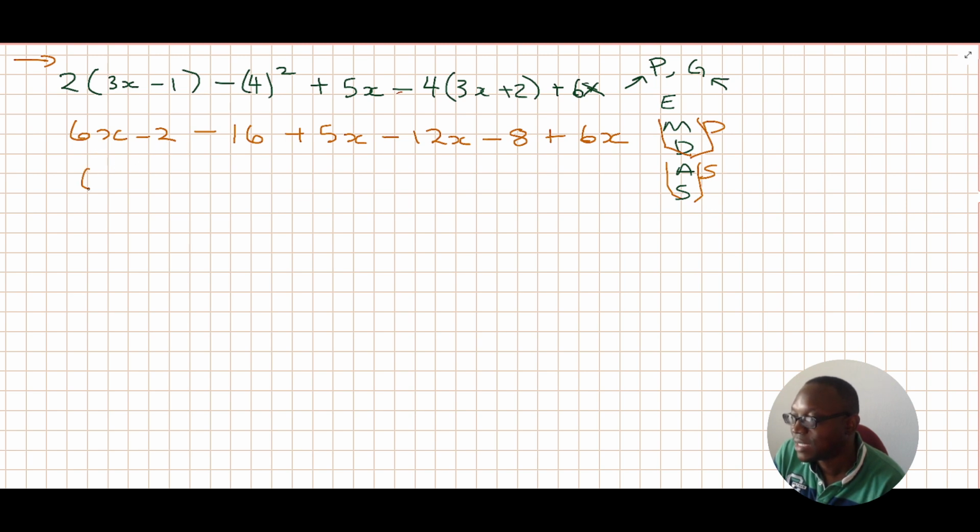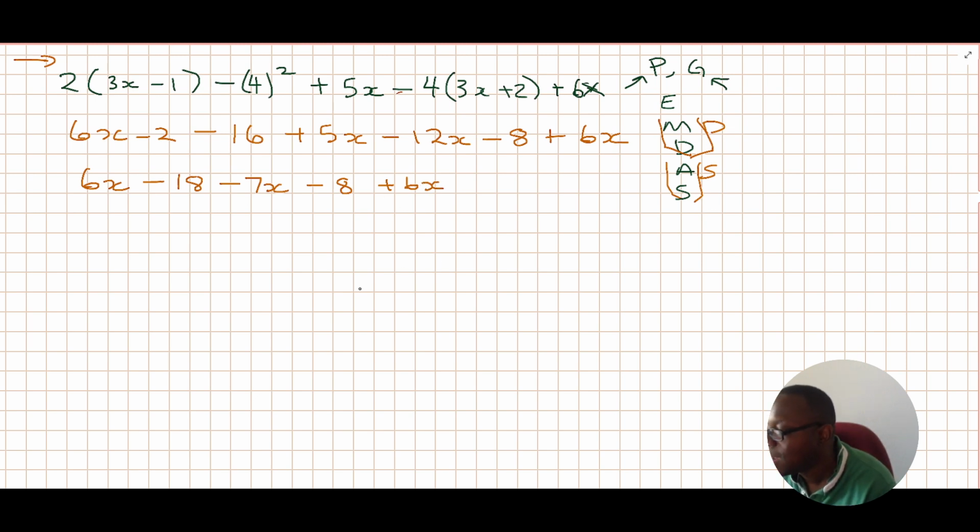do this. So this is 6x minus 2 minus 16 is minus 18 plus, well, let's not put a plus yet because we have 5x minus 12x, we have negative 7x minus 8 and then plus 6x. So now we've simplified this. We can now go ahead and group common terms together.